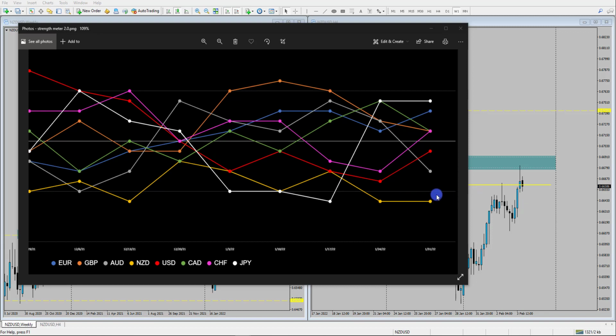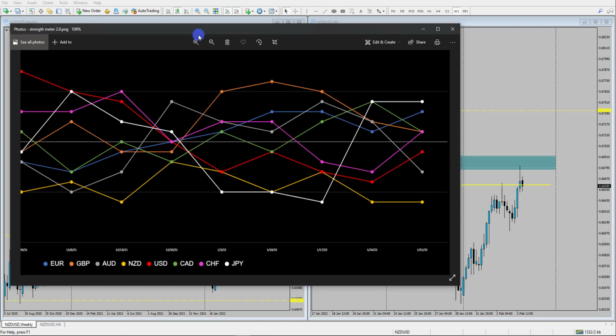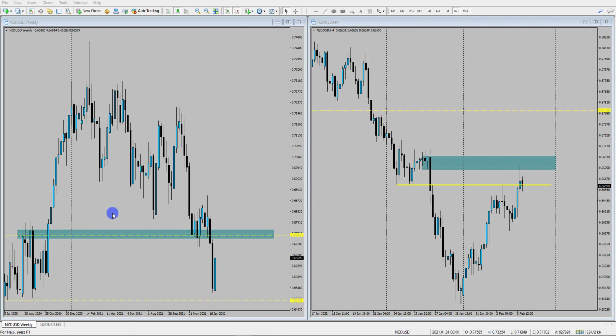So that's what I'm looking for here in terms of a reversal for the New Zealand dollar. I want to see the Kiwi start to climb here on the strength meter, and then we can look at it against those currencies that are getting weaker. Until that happens though, we could still be on the trend side of things. If we have a little look at the price of New Zealand US dollar at the moment, we can see that we are technically making lower lows and lower highs on the weekly time frame, which does suggest that the price is bearish and that we should see trend continuation opportunities.